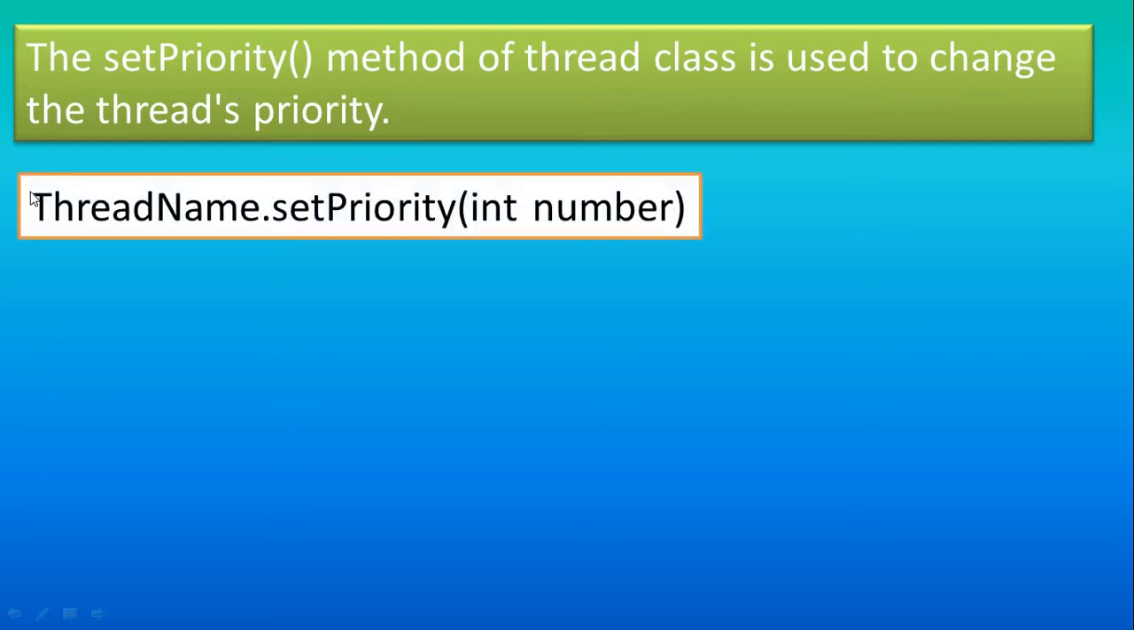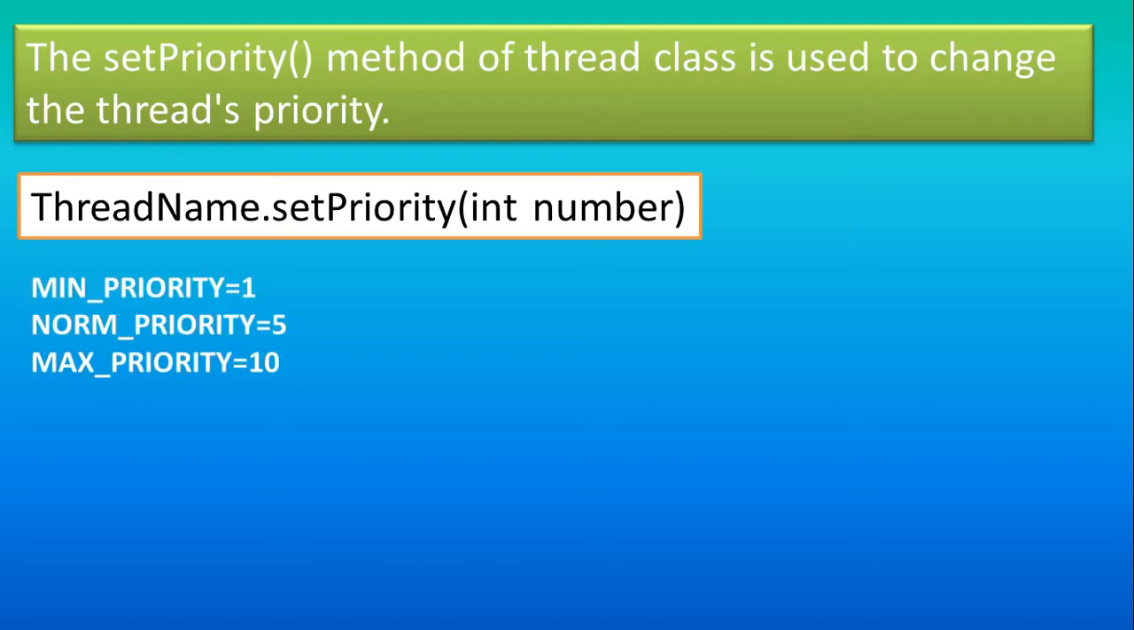Our syntax will be like this: thread name, meaning the thread object, dot setPriority method, and we can pass an integer value. By using this setPriority method, you can set the priority. If a thread has higher priority, it will be executed first. Normal priority gets the second turn, low priority the third turn. That is how the setPriority method works in the program.